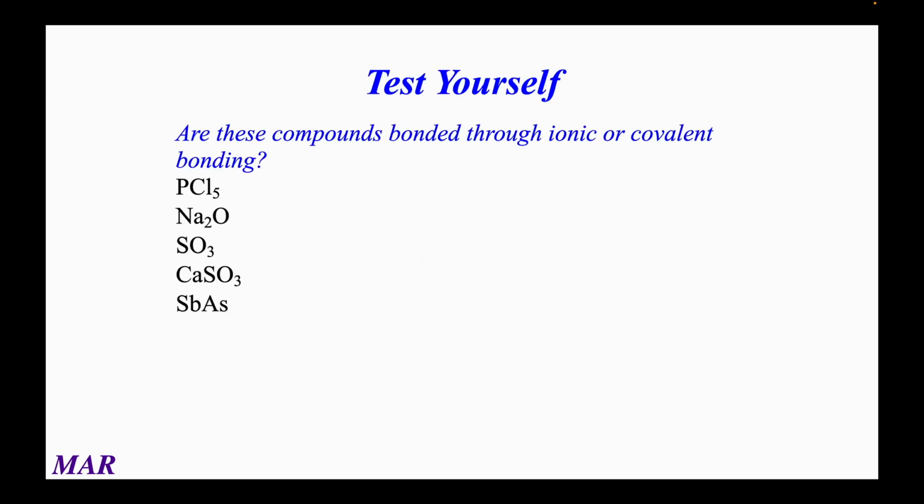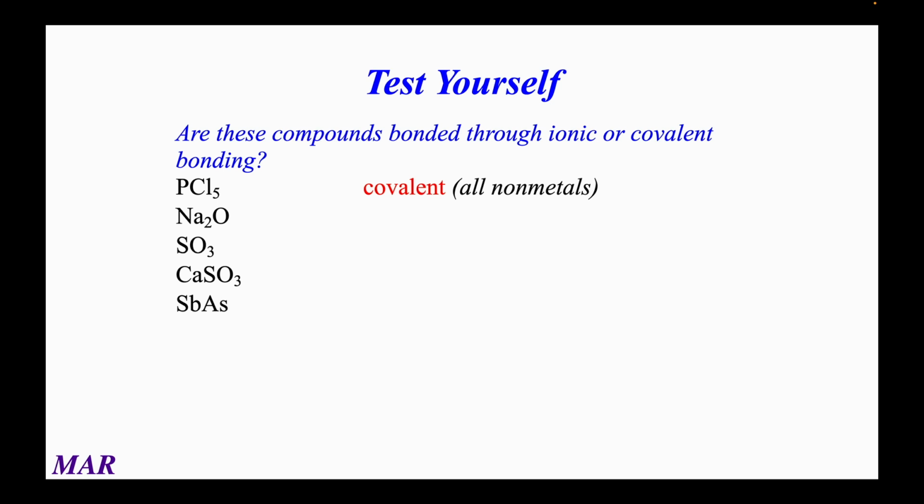Here's a question you can test yourself with: think about whether these molecules are bonded through ionic or covalent bonding. The punchline here is that in an ionic bond, you usually have a metal and a nonmetal. In the first one, PCl5, both phosphorus (P) and chlorine (Cl) are up and to the right of the metalloid line on the periodic table. So we would guess that PCl5 is covalent. It has all nonmetals in it.